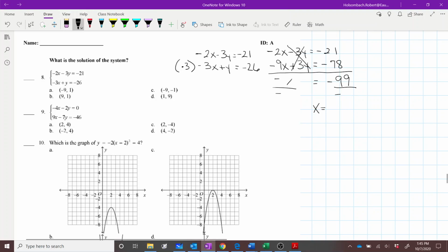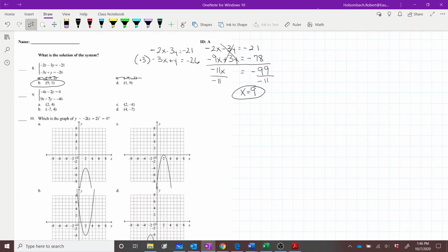Here it is. Alright, this is negative 11x, which means we're going to divide both sides by negative 11, which gives us x equal to 9. Alright. So we can't be A, we can't be C, our only choice is answer B right here. X is equal to 9. Y must be equal to 1.